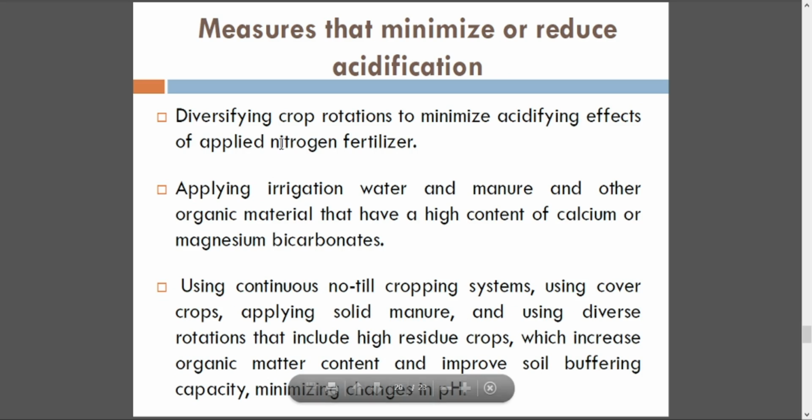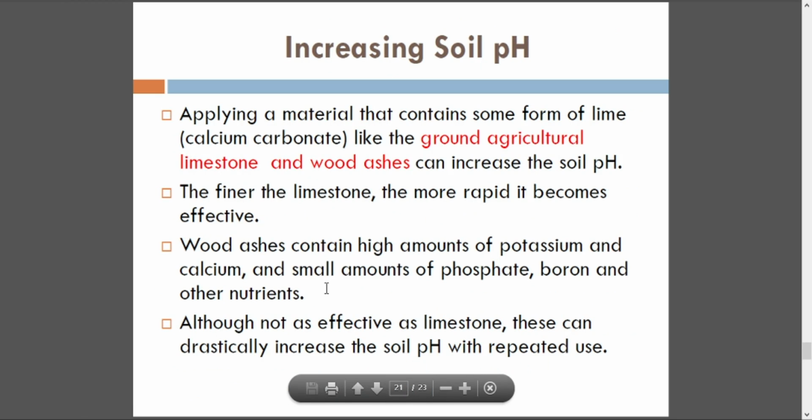The other measure is diversifying crop rotation so that we are able to minimize the effects of nitrogen fertilizer. And then we can also apply irrigation water and manure with a high content of calcium or magnesium bicarbonate. Using other organic ways like organic fertilizers or using other methods like no-till cropping systems and crop rotation can also help in reducing acidification in a given soil.